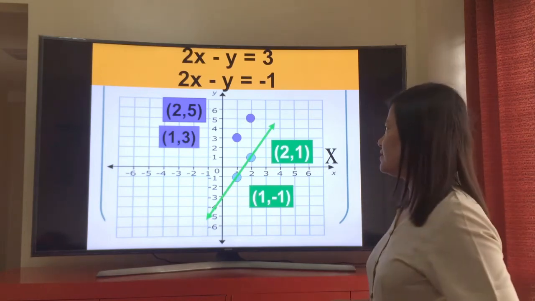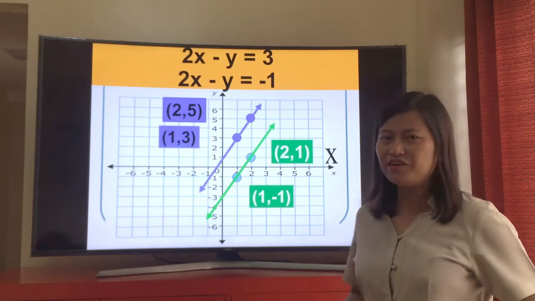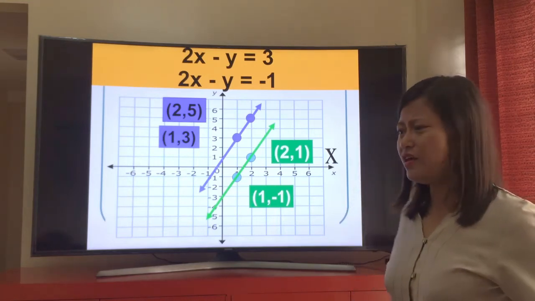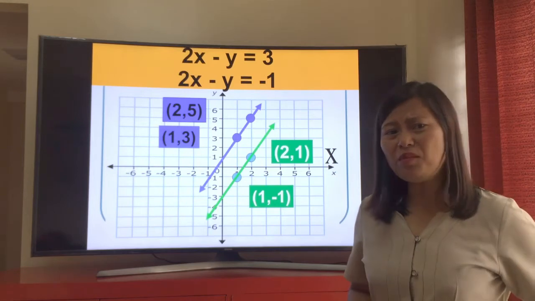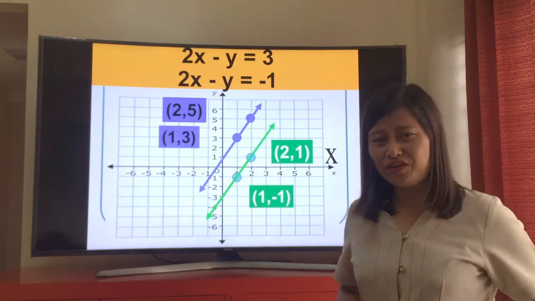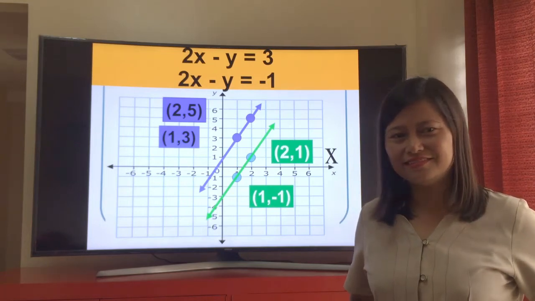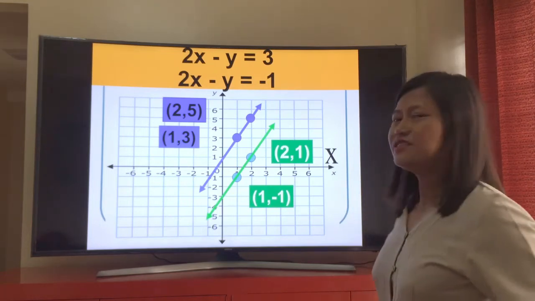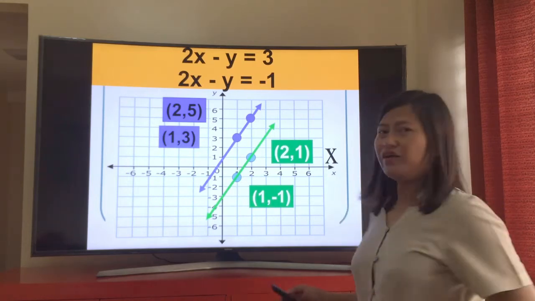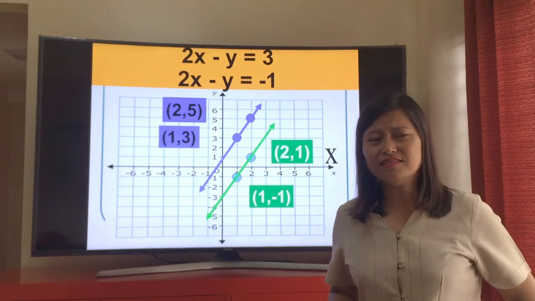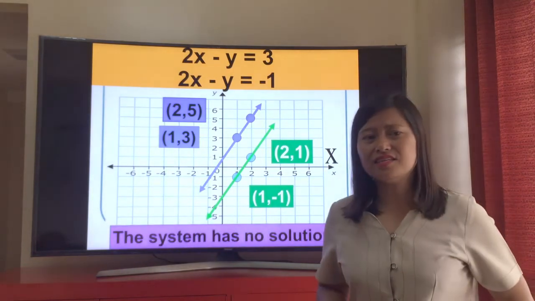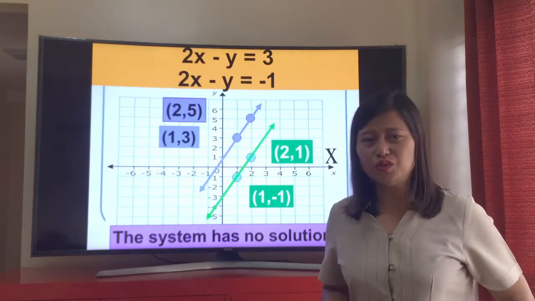Connect the 2 points. So that is the graph of 2x minus y is equal to negative 1. What can you say about the 2 lines? Do they have a point of intersection? So the 2 lines are parallel. There is no point of intersection. So we say that the system has no solution.